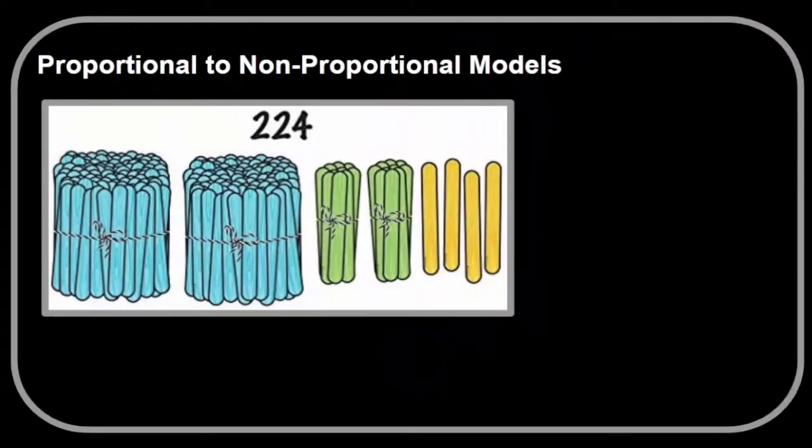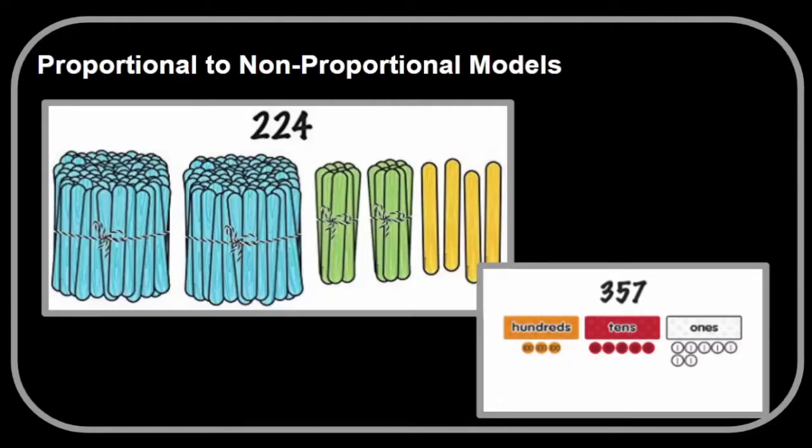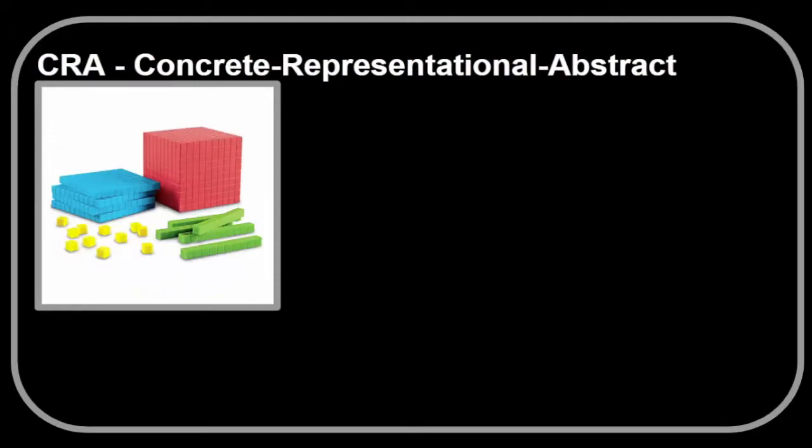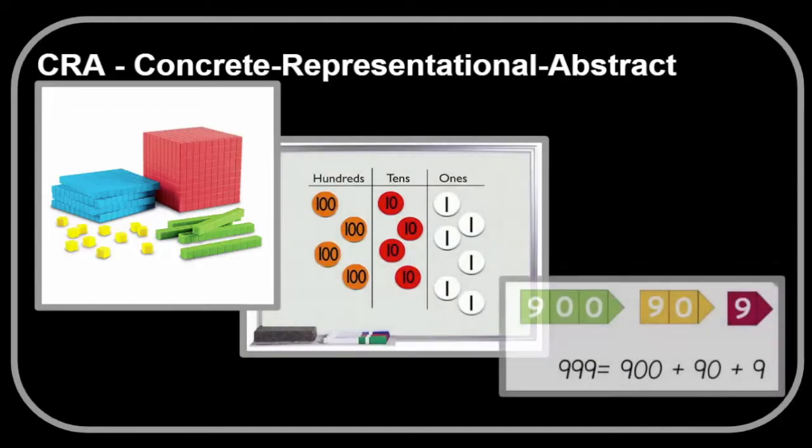It is important that students first use concrete hands-on tools before transitioning to representational models. Representation should progress from proportional to non-proportional models before moving to the abstract. True place value understanding takes time. Second grade students should have ample opportunities to explore concrete manipulatives before transitioning to representational models and abstract numerical representations.